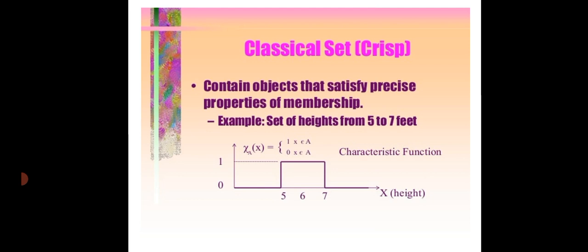So here you can see this as a characteristic function. I already stated this: if the element belongs to that particular set, you take the value 1, otherwise it will be 0. Here we define the set of all heights from 5 to 7. The mapping from 5 to 7 has the value 1, and the mapping of elements other than 5 to 7 takes the value 0. So you get this particular box in the mapping. If you take this mapping in fuzzy, it will be a bell shape.